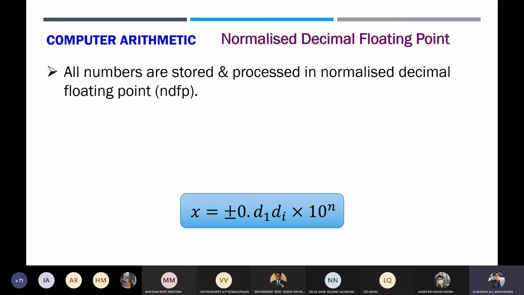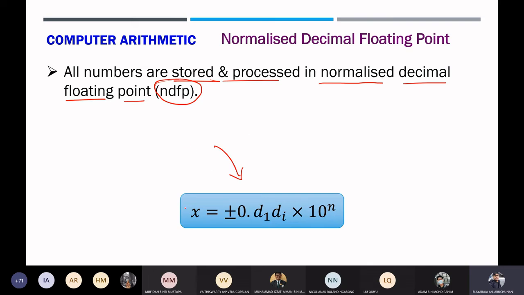Now, next, when you come to computer arithmetic, remember that all the numbers are stored and processed in the NDFP form. They call it a normalized decimal floating point, in short NDFP form. NDFP form has what we call a Mantissa. Let's see what the Mantissa is.